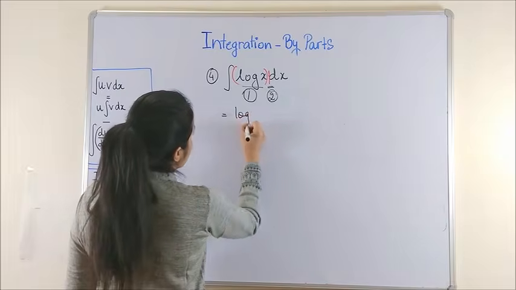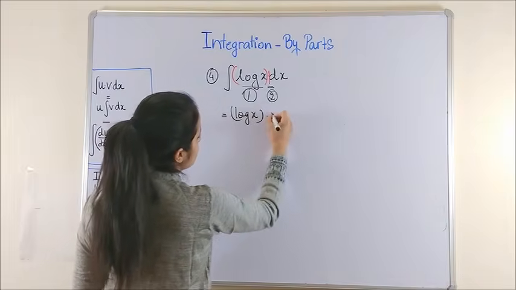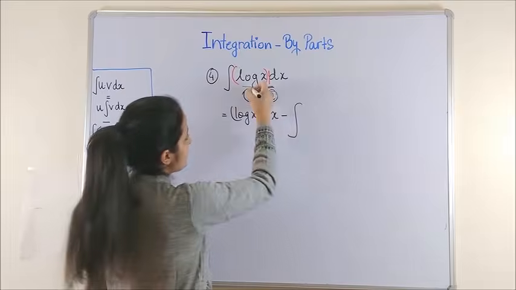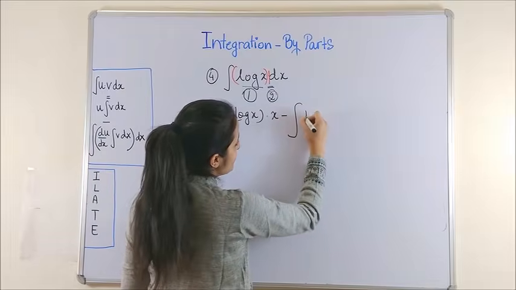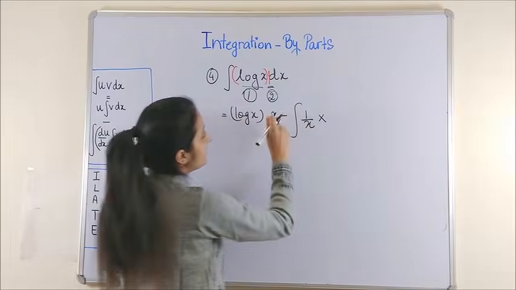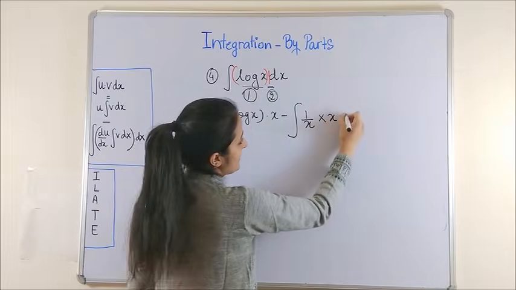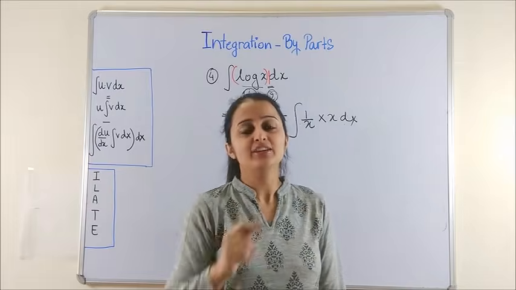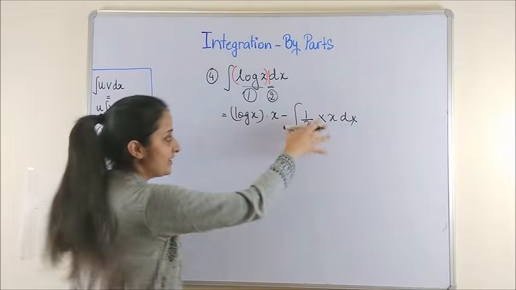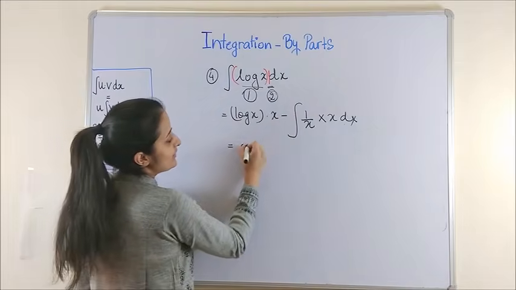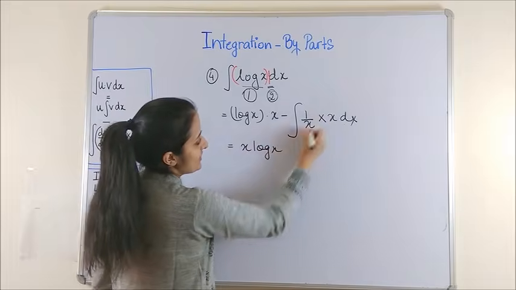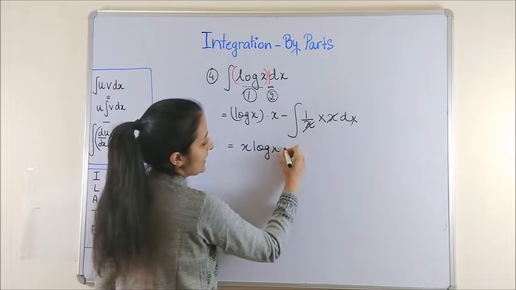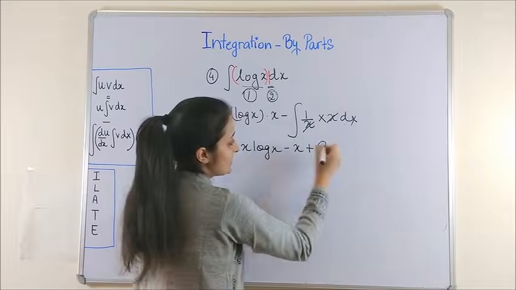So this becomes log x into integral of second, which would be x, minus derivative of log x, which would be 1 upon x, into integral of 1, which will be x. This time, as you can see, I have skipped writing the formula and have rather applied it directly. So this gives us x log x, integral of 1 would be x again, and this is the answer.